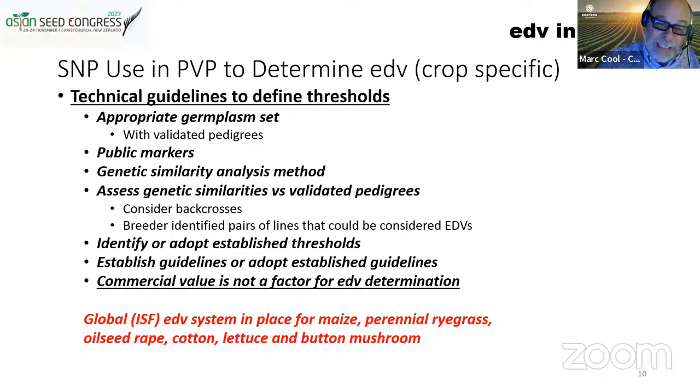There is actually a clause in the UPOV Act, and Martin is here, so I think it's clause 15, Martin can correct me, that says that if there is a big commercial societal value, then there can be an obligation imposed on the initial variety holder to grant a commercial license. A license is still required, but there can be, in some very rare cases, a mandatory license imposed, but it still is an EDV regardless of commercial value. So globally, ISF has actually put together testing methodologies and thresholds for exactly 6 crops, the 6 crops you see there, and you can go on the ISF website to have a look at their systems and their thresholds.